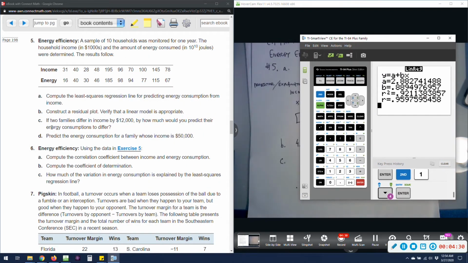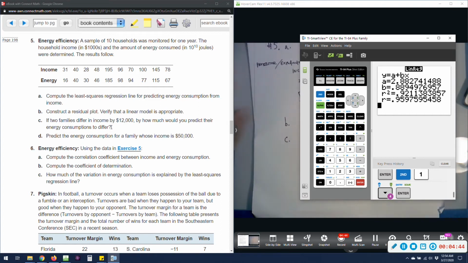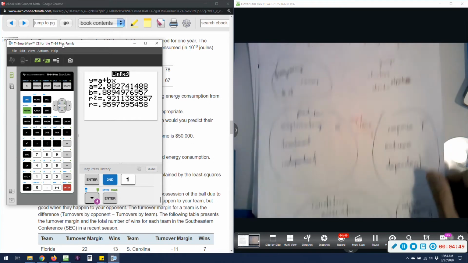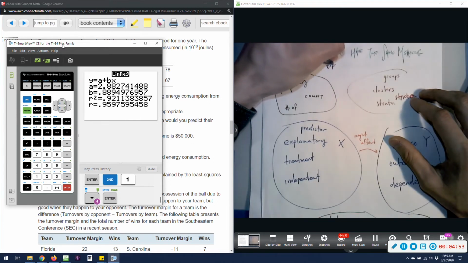Letter C, if two families differ in income by $12,000, by how much would you predict their energy consumptions to differ? Here we're talking about differences, we're talking about change. So one of those words that you might want to put into your list here is difference and change. These mean the same thing.